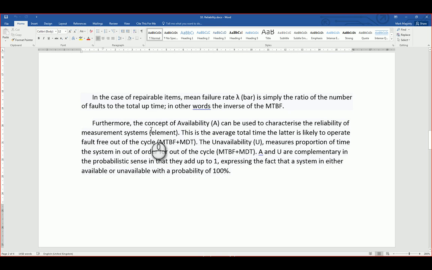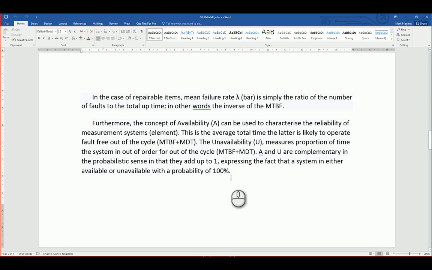So in the case of repairable items, the mean failure rate lambda bar is simply the ratio of the number of faults to the total uptime. So in other words, it's the inverse of the mean time before failure, or between failures, sorry. Keep always getting that one wrong.